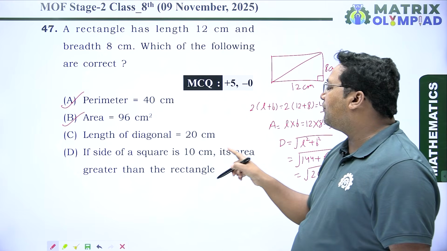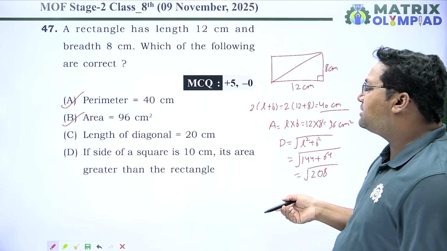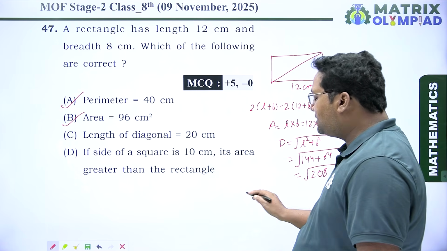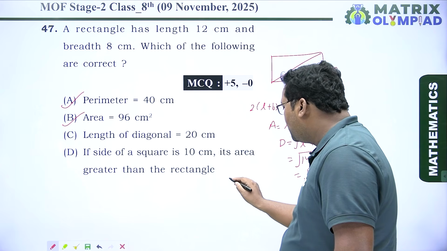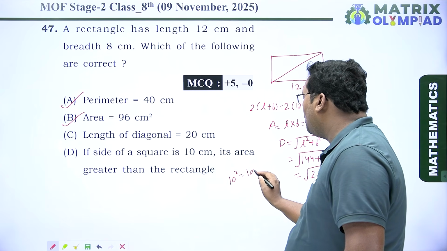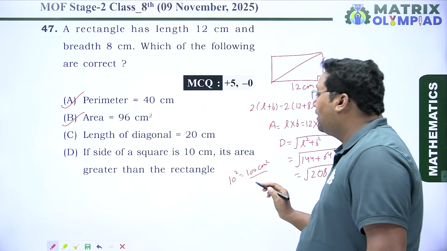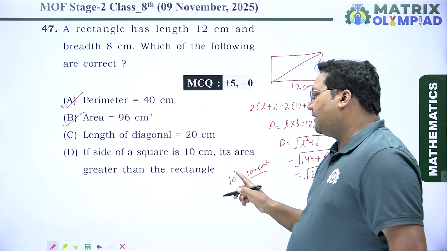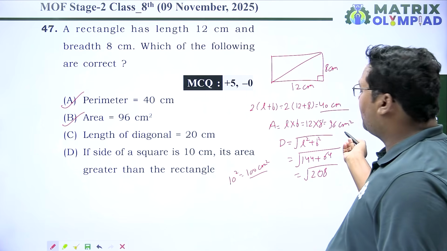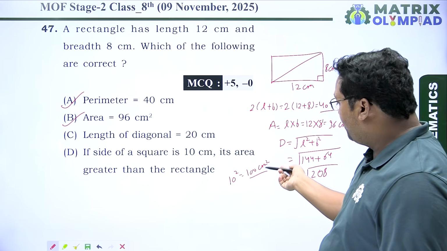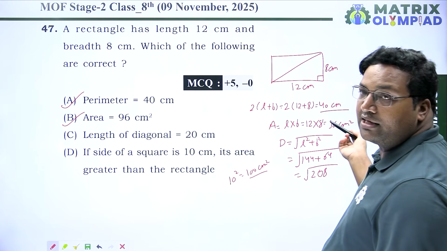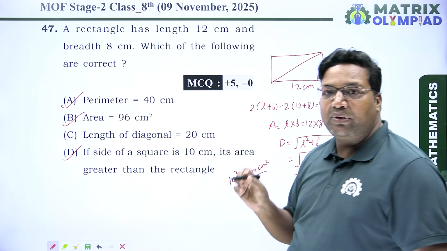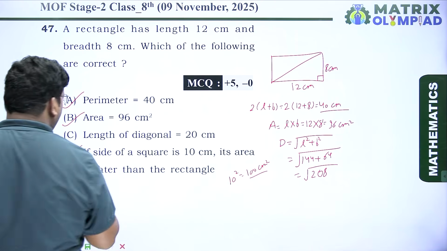Next is if side of a square is 10 centimeter, its area greater than the rectangle. So if side of the square is 10 centimeter, then the area of square is 10 square, which is equal to 100 centimeter square, and the area of rectangle is 96 centimeter square. So it means the area of square is greater than the area of rectangle. It means D is also true. So our answer is A, B and D.